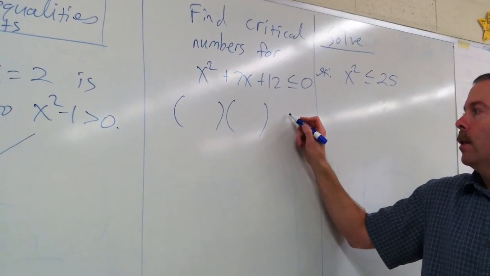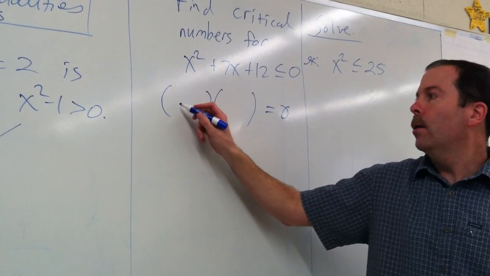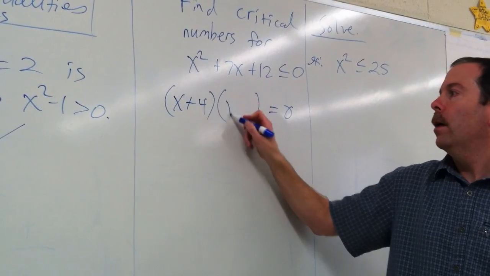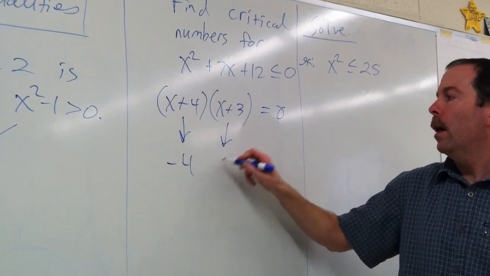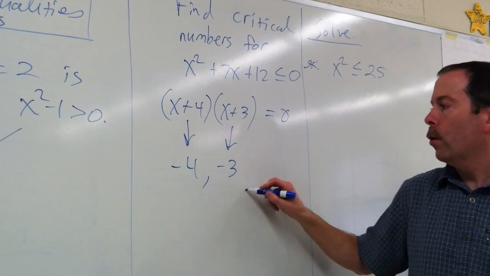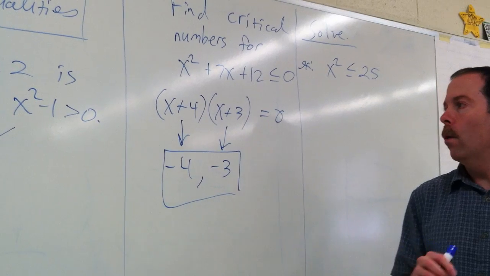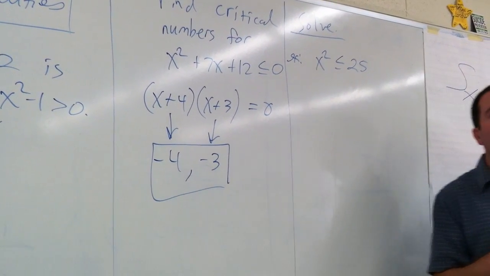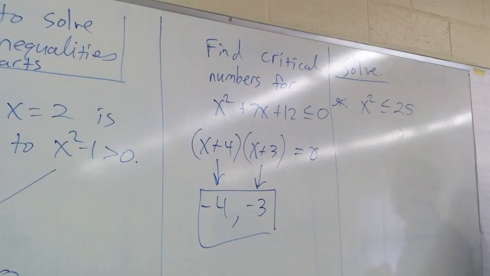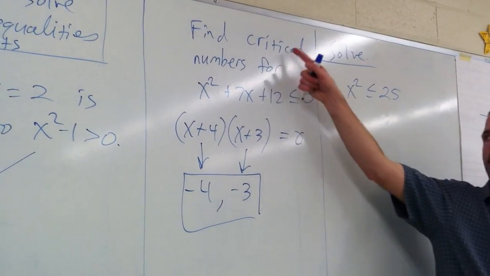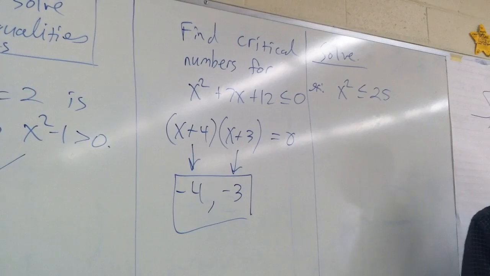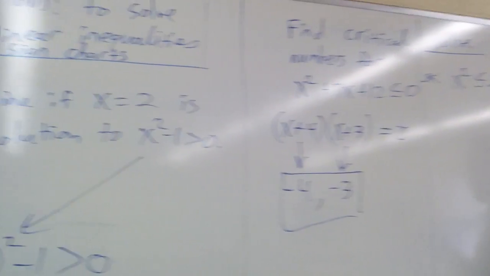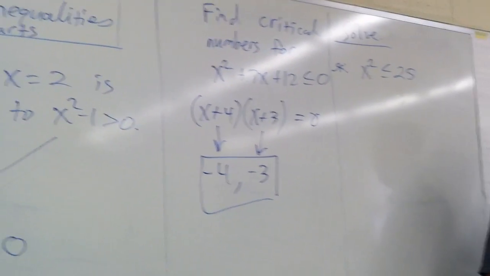So again, we're just setting this equal to 0, and we have x plus 4, x plus 3, negative 4, and negative 3. So our critical numbers are negative 4 and negative 3. Very simple. You've done this many times before. We just have a new term for it. They're called critical numbers, the places where our function is equal to 0. And it's a place that divides the function into different parts.